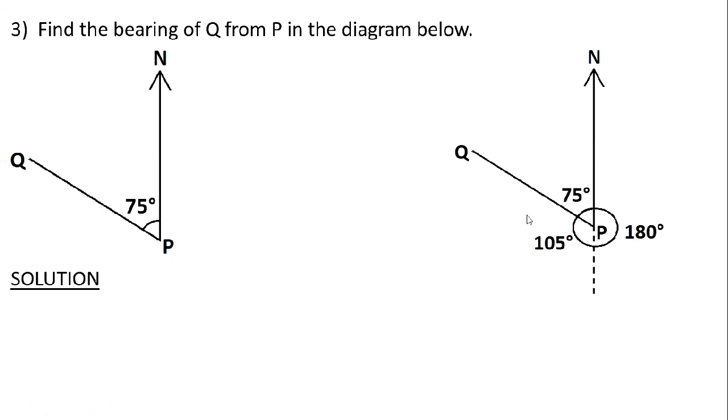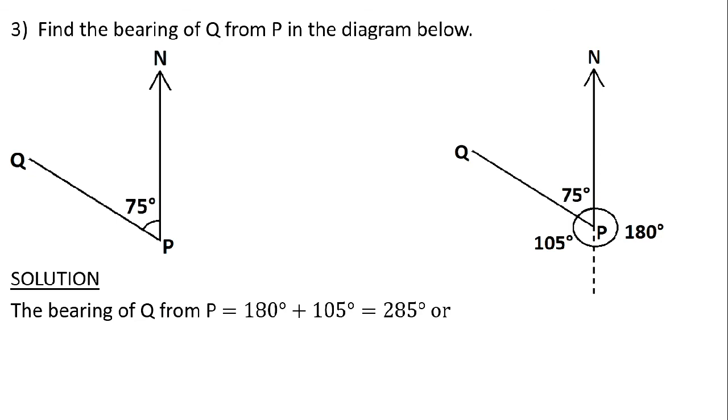So the bearing of Q from P, we are standing there, it has to be 180 degrees plus 105 degrees, or 360 degrees minus 75 degrees. The bearing of Q from P is equal to 180 degrees plus 105 degrees, which is giving us 285 degrees, or 360 degrees minus 075 degrees, which is equal to 285 degrees. As simple as that.